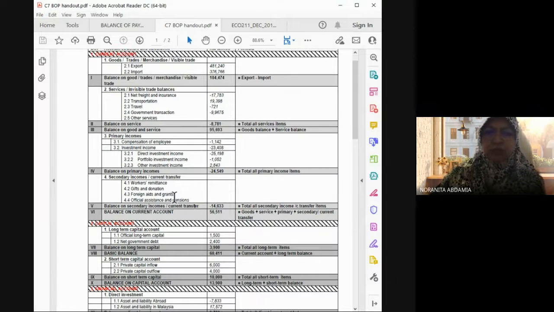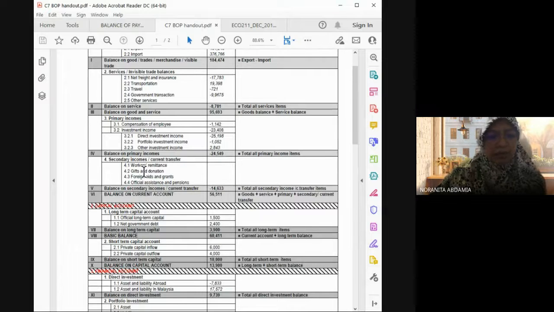And the fourth account is secondary income, or sometimes we refer to it as current transfer. Under current transfer, there are workers' remittances, giving and donations, foreign aid and grants, official assistance and pensions. So for this current transfer, you have to understand what this is actually about.